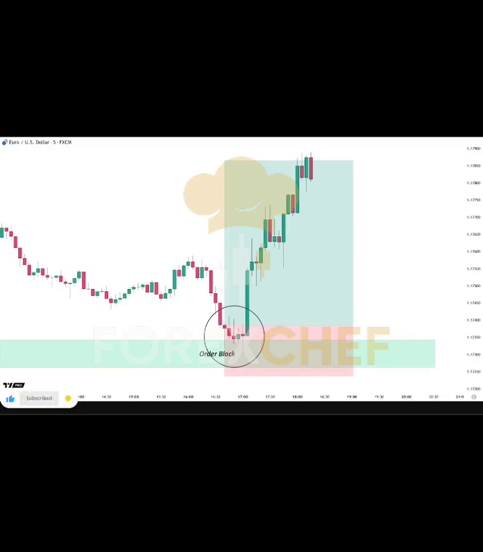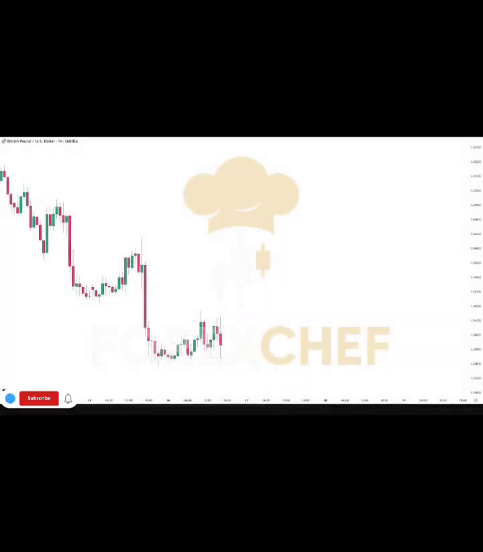Now let's see another example. Here on the pound-dollar 1-hour chart, we have a clear downtrend. The recent impulse has created an imbalance and also formed equal highs, which means that liquidity has gathered above this level. We can mark this small consolidation area before the imbalance as a supply zone.